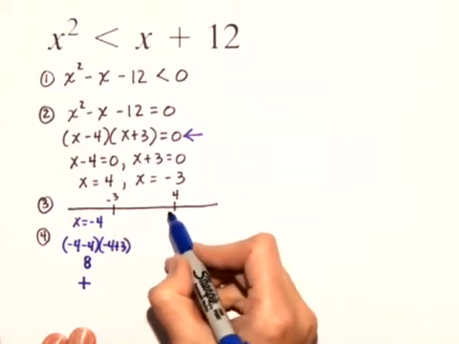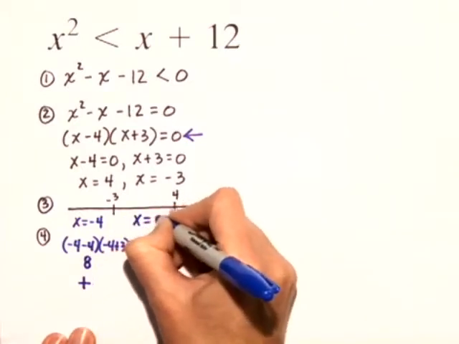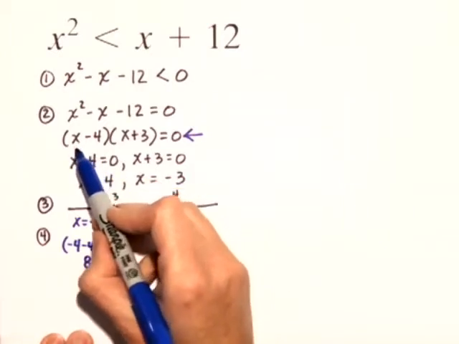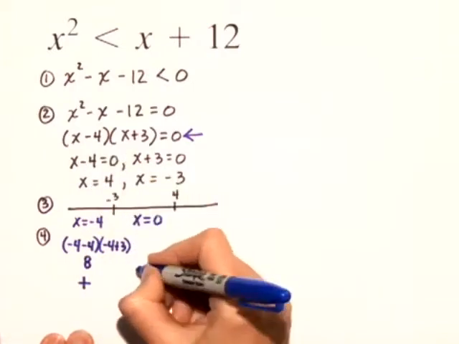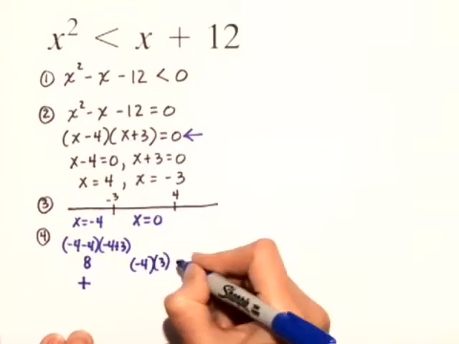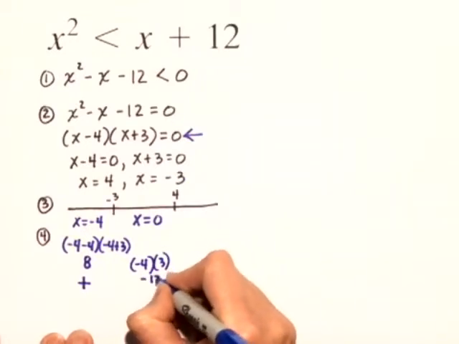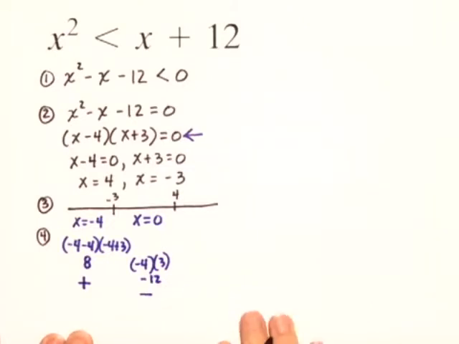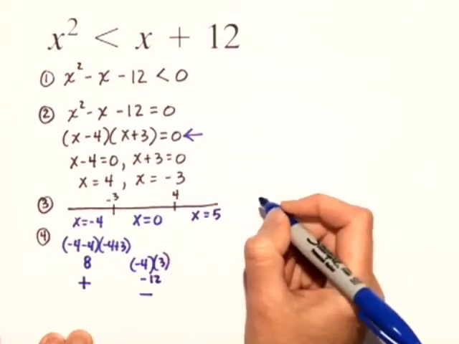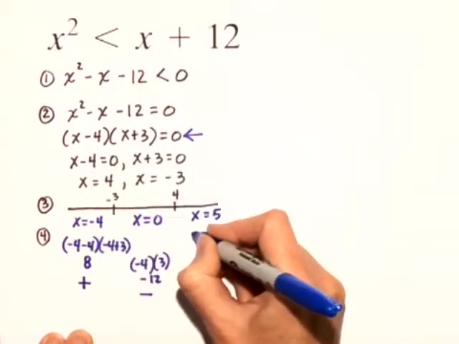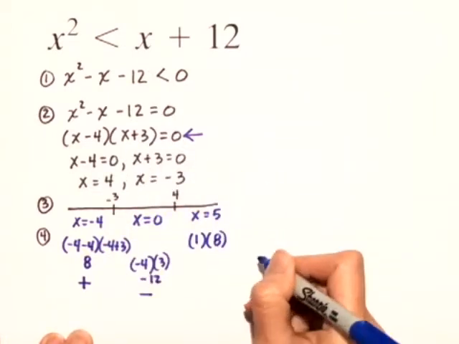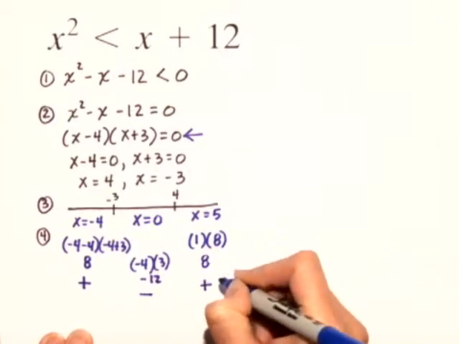Let's choose a value in between negative 3 and positive 4. Say x equals 0. When we substitute in 0, it's a nice easy number to substitute in. 0 minus 4 just gives us negative 4, times 0 plus 3 gives us 3. That gives us a total of negative 12, or a negative number in this interval. Let's choose a value to the right of 4, say x equals 5. Well, 5 minus 4 is just 1, times 5 plus 3 is 8. 1 times 8 is 8, which is a positive number.